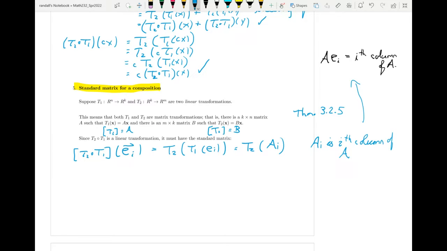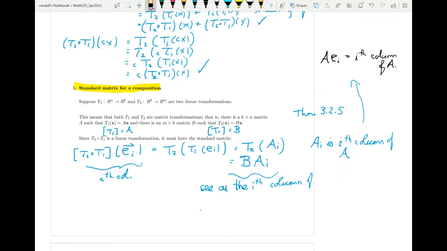Now T2 acting on A sub i is the same as B acting on this column vector, right? Because B is the standard matrix of T2. Okay, so that's the ith column of the standard matrix. So this we see as the ith column of the product of AB. Sorry, BA, right?